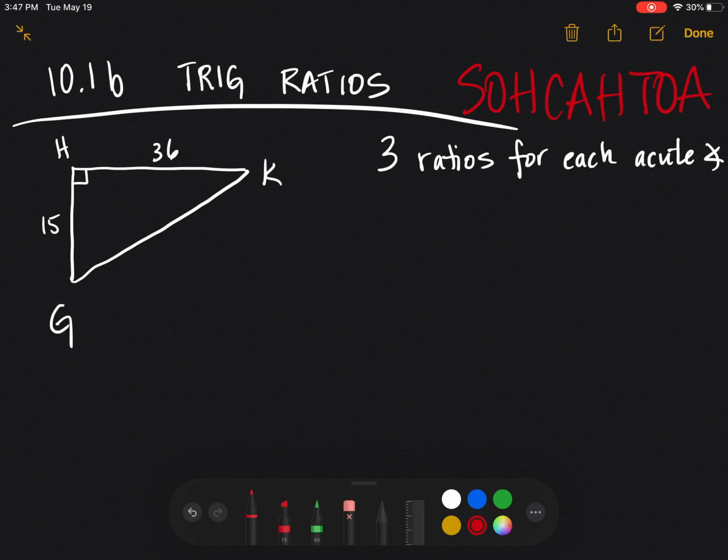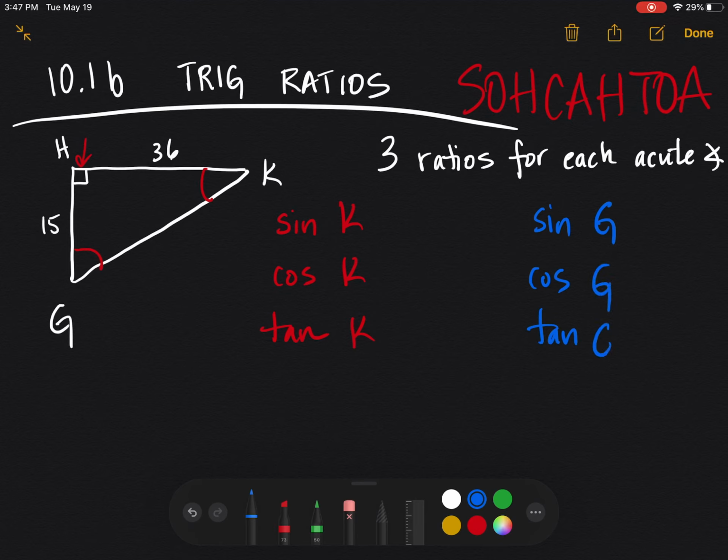That means, this is our right angle right here. These are our acute angles right here. So they're asking you to find the sine, cosine, and tangent of K. And then to find the sine, cosine, and tangent of G in this case. Those are the two acute angles that you're looking for.